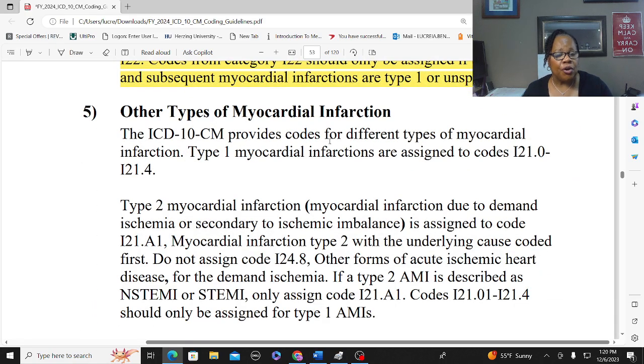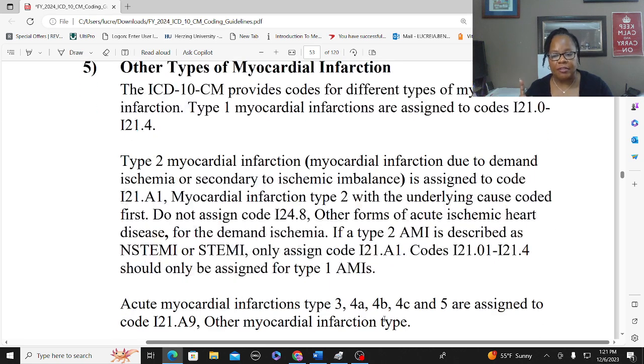The ICD-10-CM provides codes for different types of myocardial infarction. Type 1 myocardial infarctions are assigned to codes I21.0 through I21.4. Type 2 myocardial infarctions are assigned to code I21.A1, myocardial infarction type 2, with the underlying cause coded first. Do not assign code I24.8, other forms of acute ischemic heart disease, for the demand ischemia. If a patient with type 2 acute myocardial infarction is described as NSTEMI or STEMI, only assign code I21.A1. Codes I21.01 through I21.4 should only be assigned for type 1 acute myocardial infarctions.